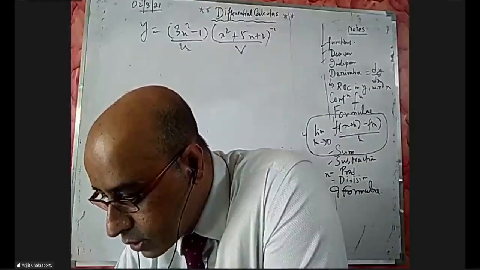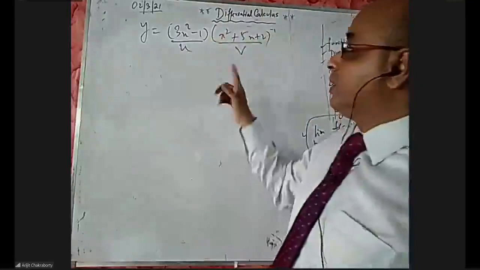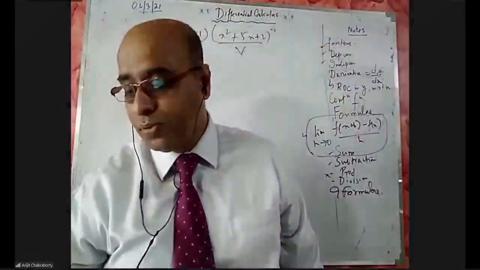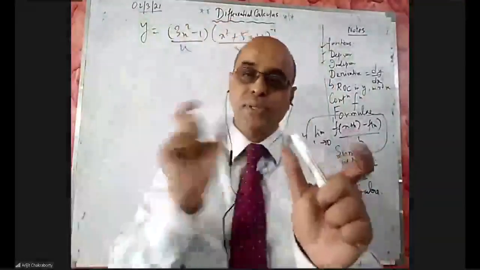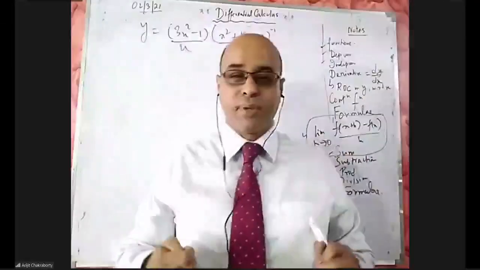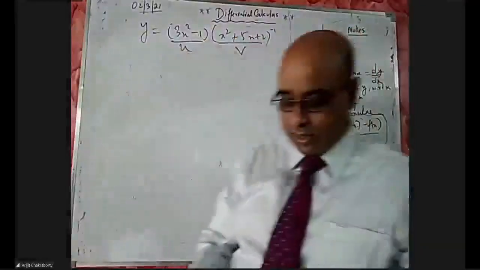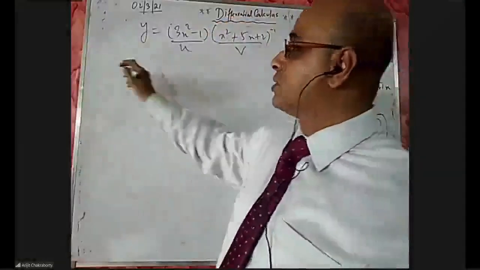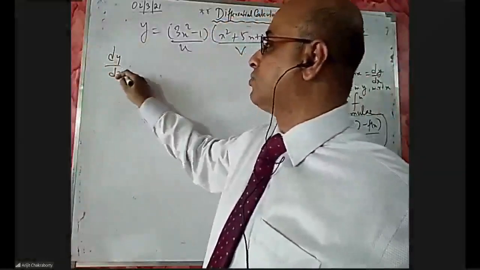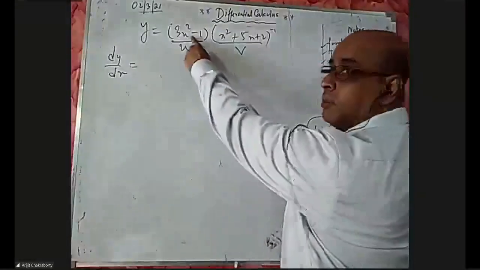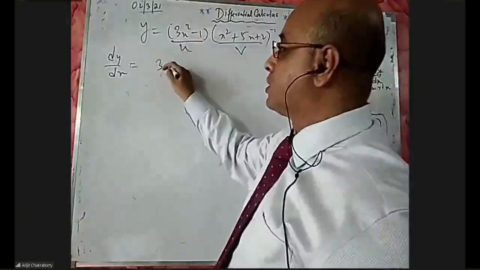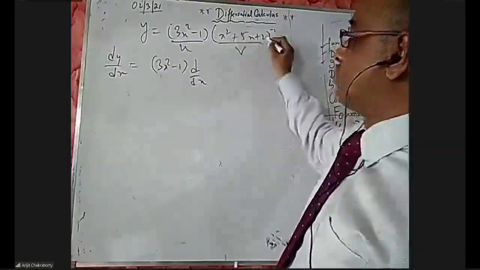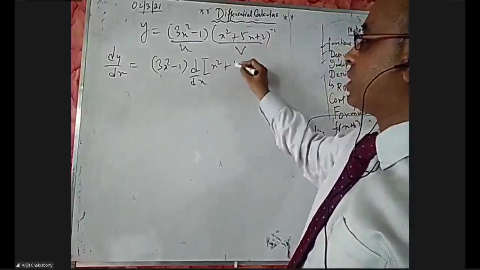Now let me try it out. So we know what to do. First, we know the formula. In case of two functions u into v, first fight with the second person. So I will keep 3x² − 1 outside and first differentiate the second expression. So dy/dx will be equal to, first part I will keep outside, 3x² − 1, and I will find d/dx of x² + 5x + 2.